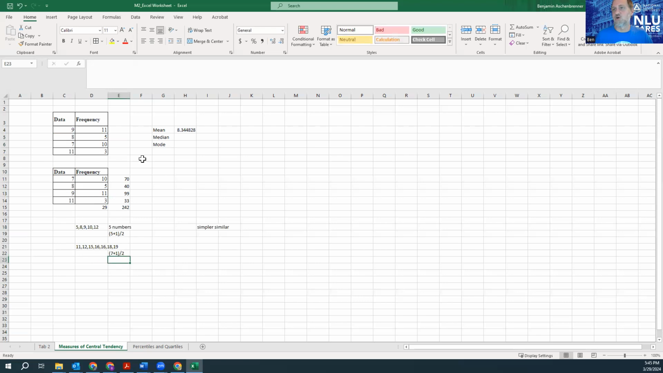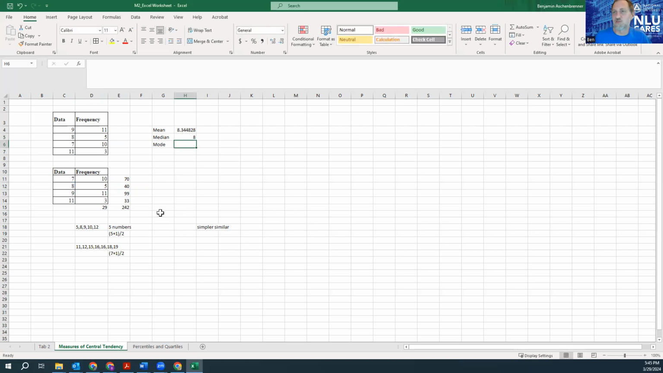Okay, good. So that's why I said 15. 15 is right. 29 plus 1 is 30. 30 divided by 2 is 15. So the 15th number is what I'm looking for. And it looks like the 15th number, I've got 10 7s, and I've got 5 8s. So the 15th number would be an 8. And I could use a cell reference if I want, linking it back to here.